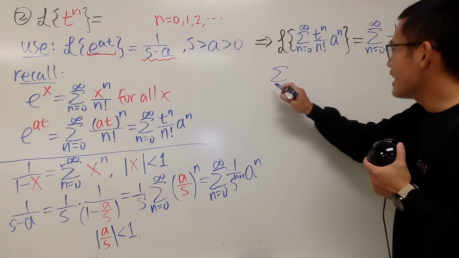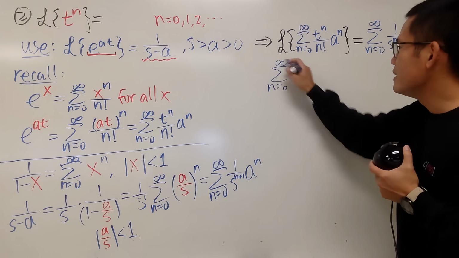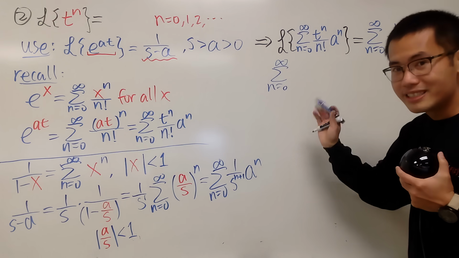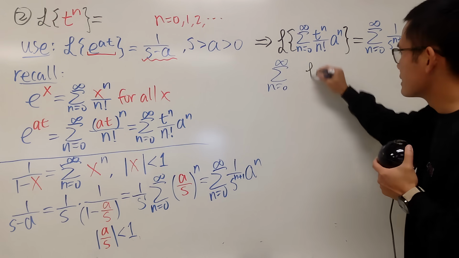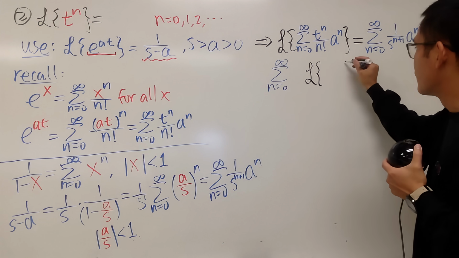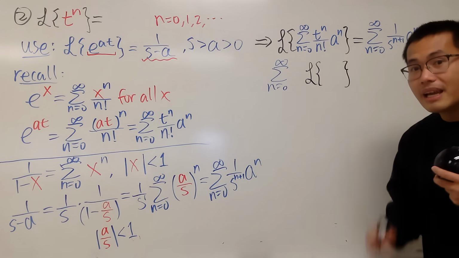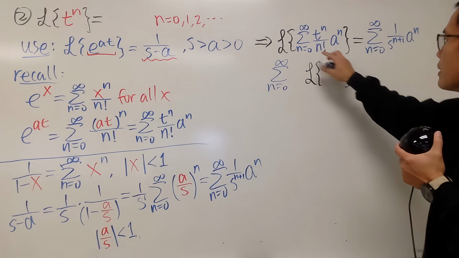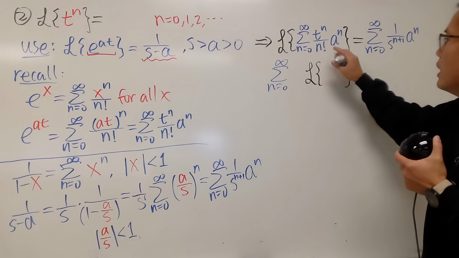We have the sum as n goes from 0 to infinity. Let's put that down first. And then we have the Laplace transform of whatever we want inside. Now, here is the deal. Have a look right here.